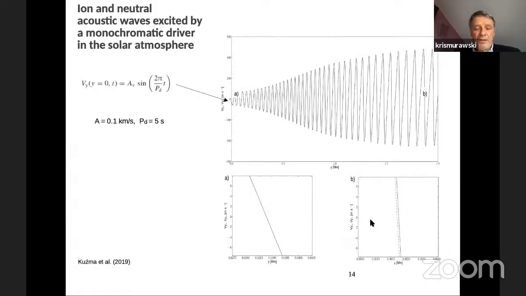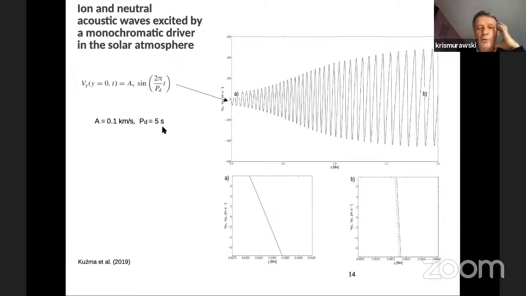Okay, and now applications of our code. I will start with a very simple but still challenging problem, which refers to ion-neutral acoustic waves. For a while, I will assume that the solar atmosphere is magnetic free, and at the bottom of the photosphere I set a piston, which is described by a sinusoidal wave. Here we have a piston operating up and down with this velocity. PD is just a period, and the period is taken as 5 seconds.